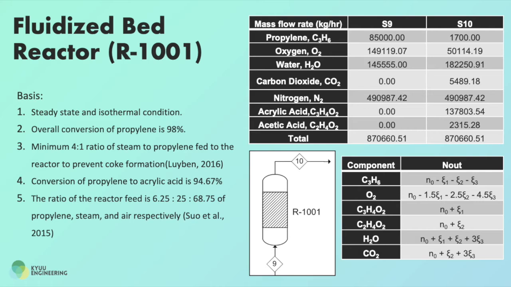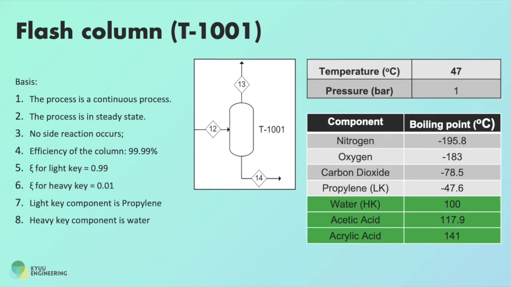So next slide. The mixture enters the flash column. The assumption for the flash column is as stated, with the light key component 0.99 and heavy key component 0.01. The separation concept in the flash column is based on the boiling point difference. The vapor phase components like nitrogen, oxygen, carbon dioxide and propylene will exit at the top and enter the membrane separator for further separation, while the bottom consists of acrylic acid, acetic acid and water. For your information, the feed temperature for our flash column is 47 degrees C and assumed in between the boiling points of the high key and low key component.